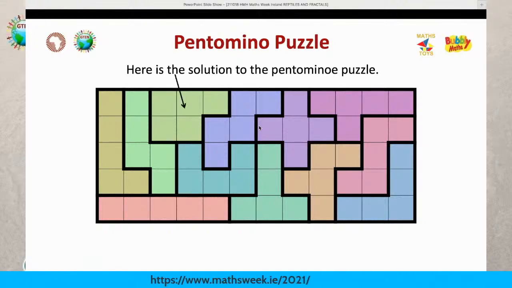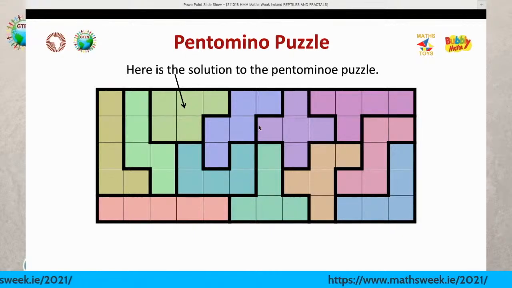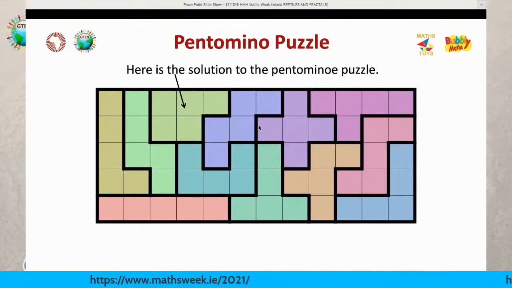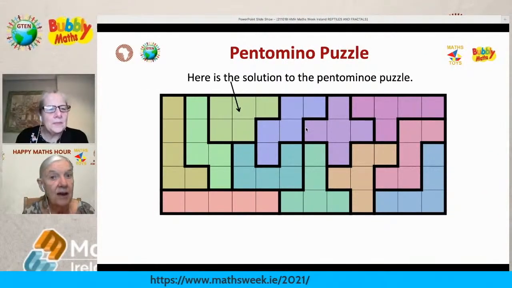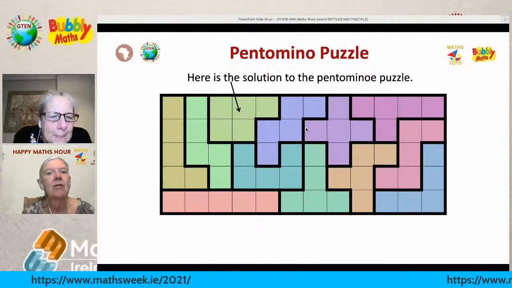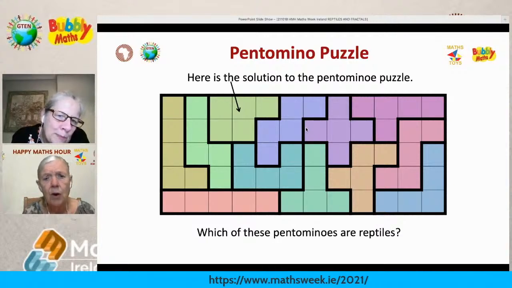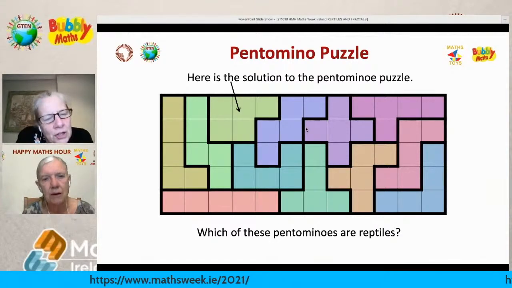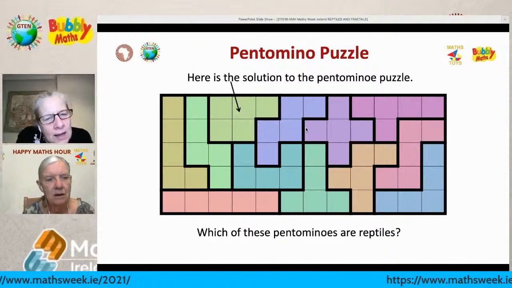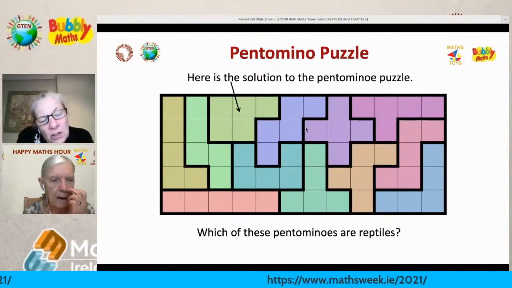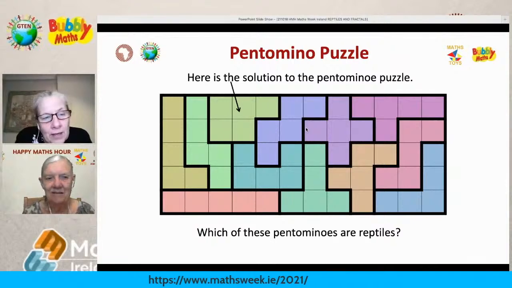Here's another. So that one is a solution, and the one which you've got an arrow showing, that one we saw earlier, which is a reptile. So you can put copies of itself inside, and you can build outwards with copies again. Which ones here are reptiles and which are not? They're not all reptiles. So which of these pentominoes are reptiles? The L shape, the four and one, is that a reptile? Because you could make a rectangle with that. You can make a 5 by 2 rectangle, no?